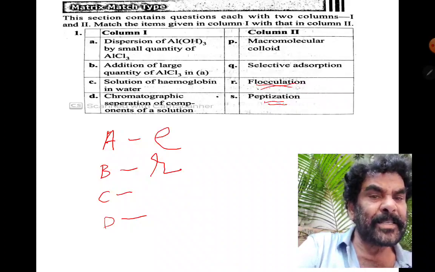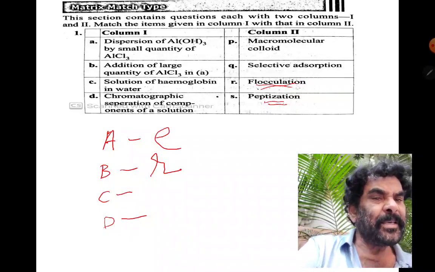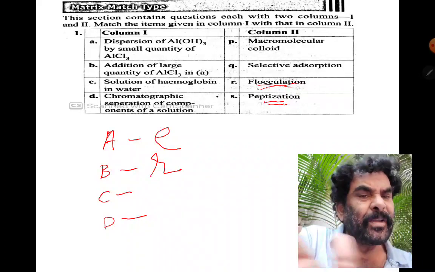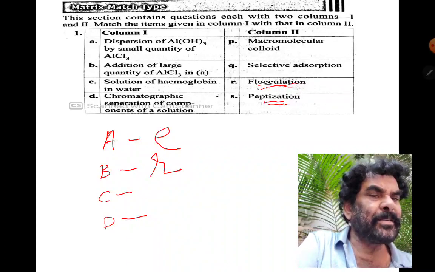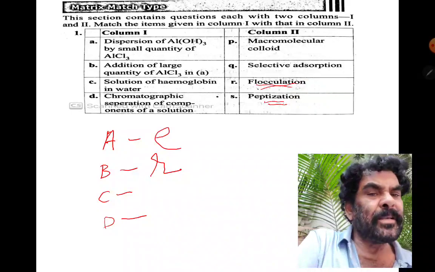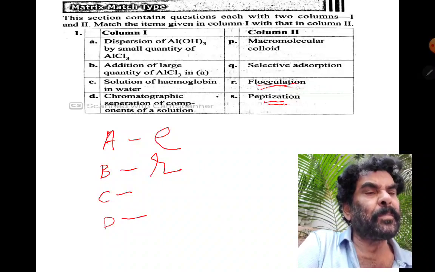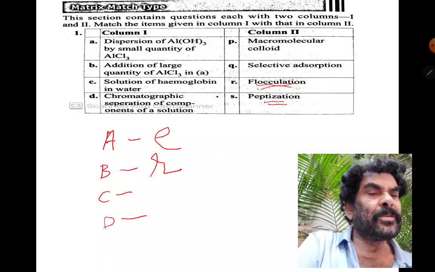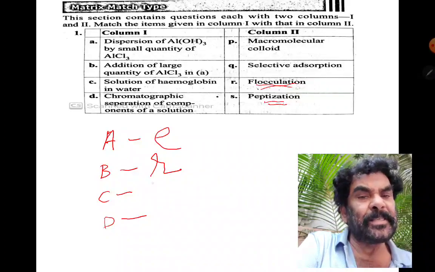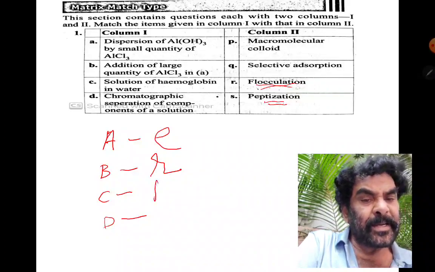The third one, C, is the solution of hemoglobin in water. See, heme, ferron, starch, these are all molecular colloids, macromolecular colloids. That is, the molecule itself has the size of colloidal particles. So starch and hemoglobin come under this category. This is C, P is correct.